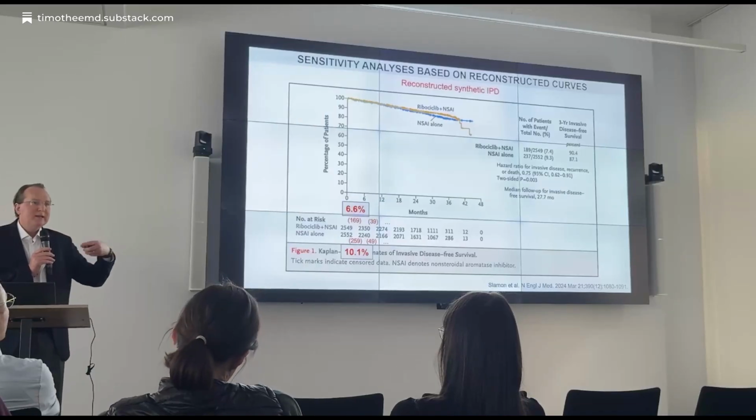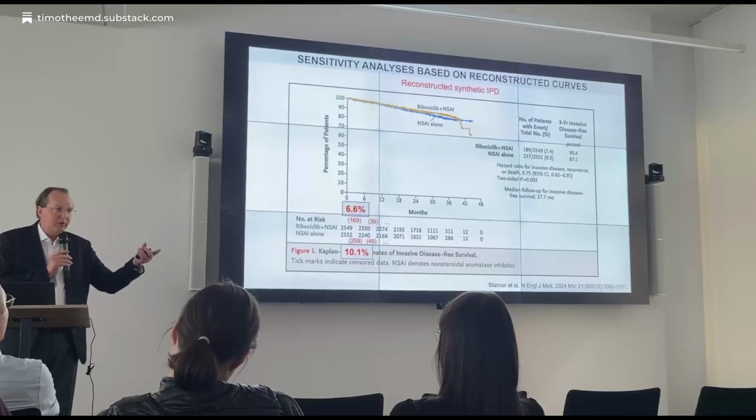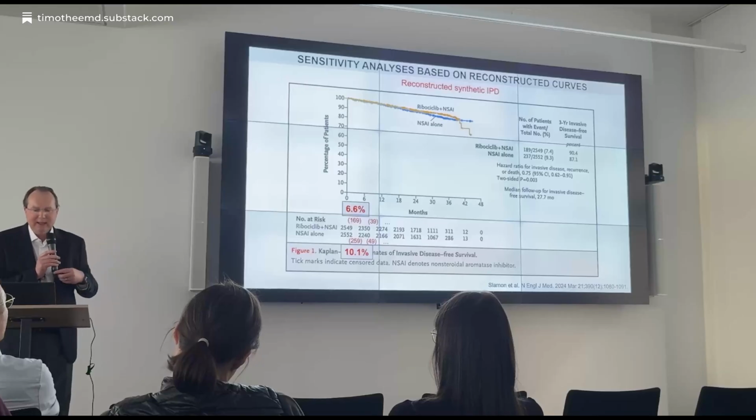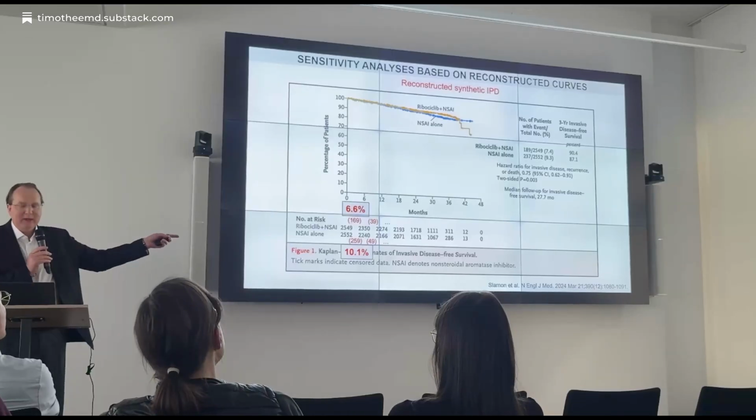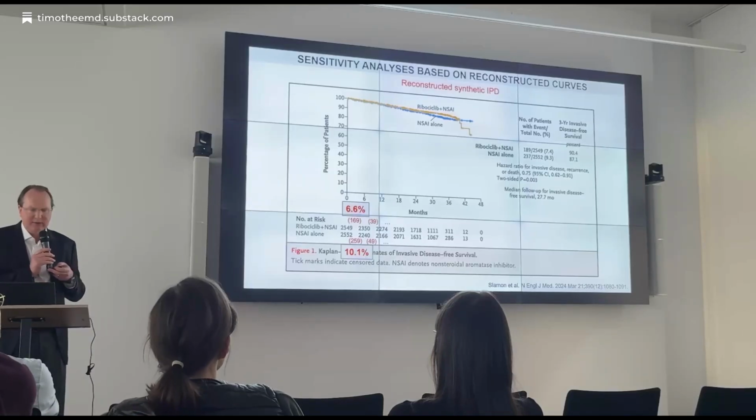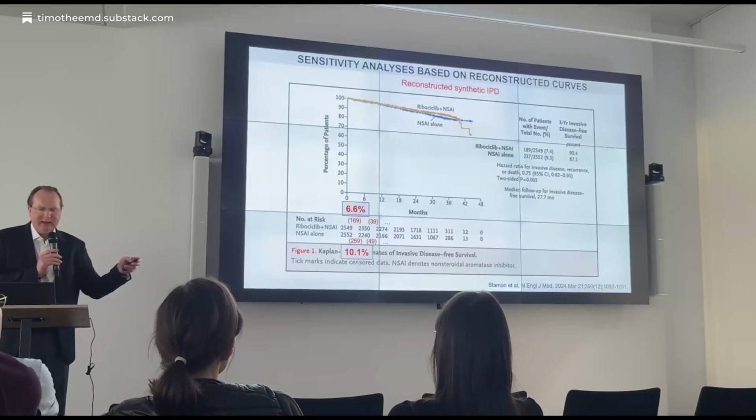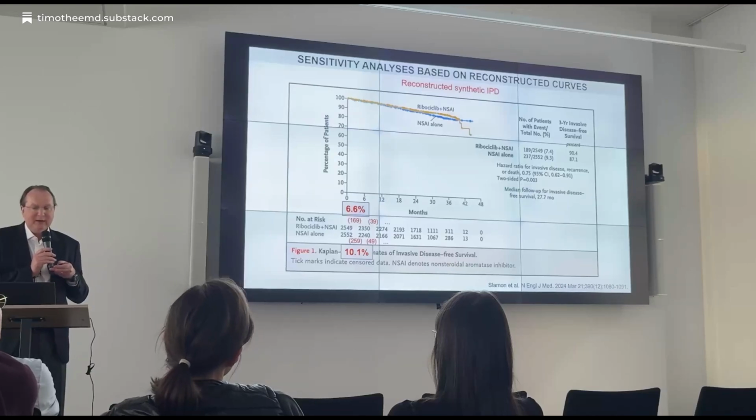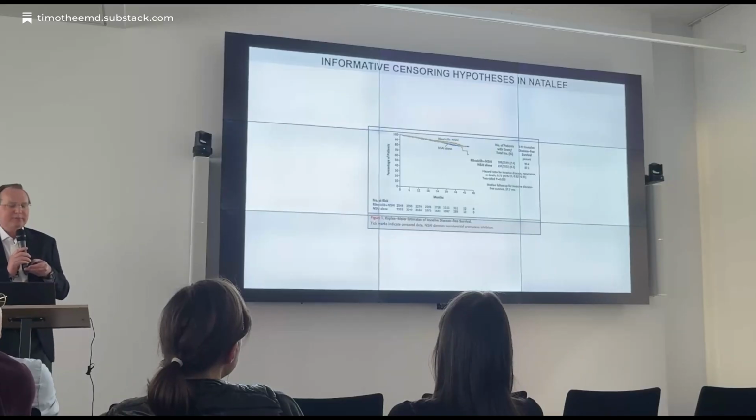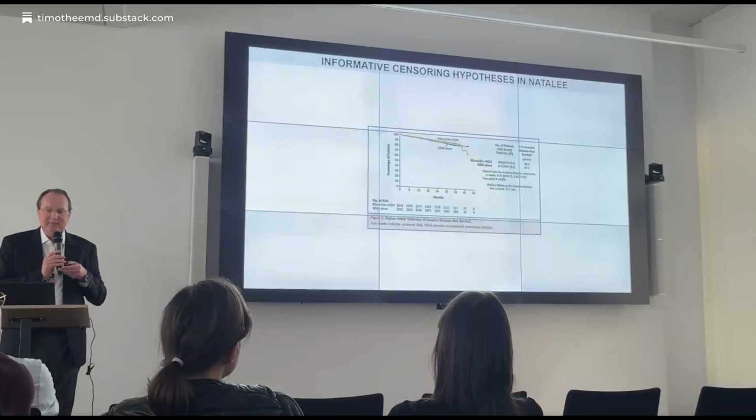You put these x, y coordinates through a code, a very nice package called EPD from KM package, and you can estimate the censored patients. And here we estimated that it was pretty significant at 6 months, 6.6%, 10.1% is pretty significant, and we conducted various sensitivity analysis, assuming those hypotheses in Natalie.